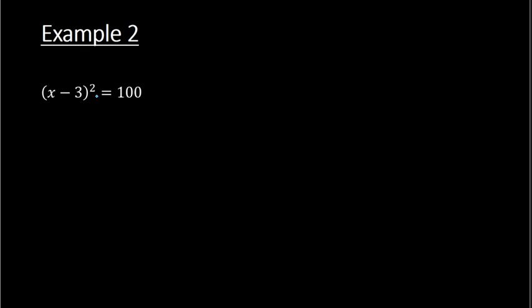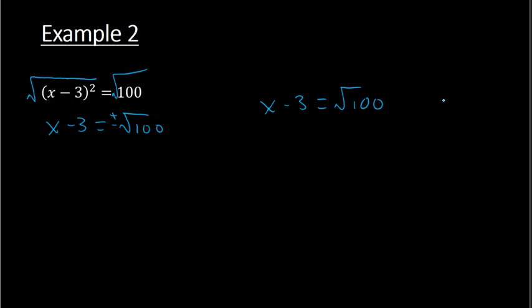So again, we want to get rid of the square. What we can do is take the square root of both sides. When I do that on the left side, the square and the square root will undo each other. I'm left with an x minus 3. On the right side, don't forget we have two possibilities. We have a positive square root of 100 or a negative square root of 100. So I can write it like this, or if you prefer, you could write it out as two separate equations. x minus 3 equals a positive square root of 100, or x minus 3 equals a negative square root of 100.